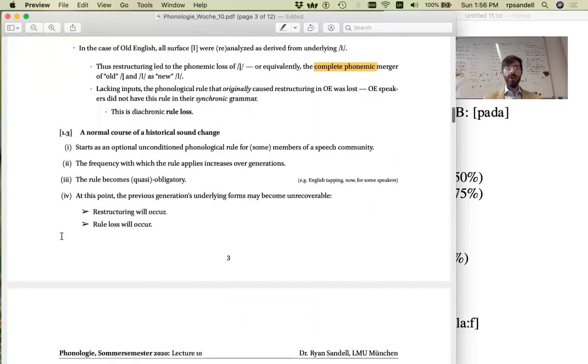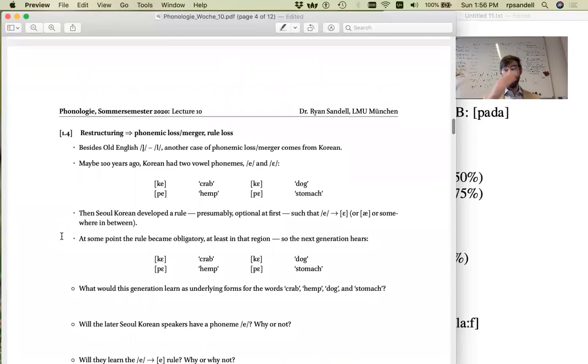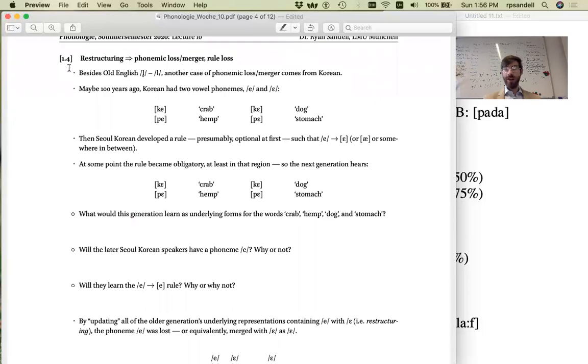Let's consider one other case of essentially the same set of phenomena from a completely different language, in this case Korean, and coming from not such a long time ago. The English sound changes that we just discussed occurred about a millennium ago, 1,000 years ago.